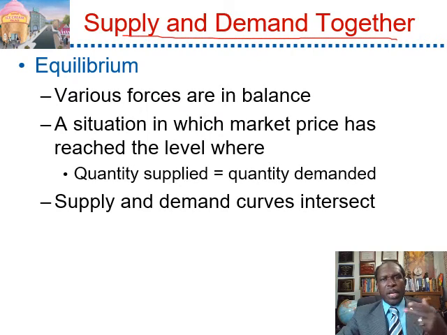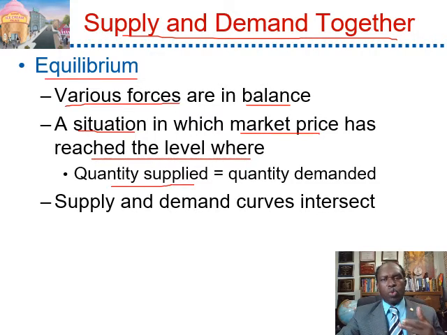Supply and demand together lead to equilibrium of the market, where various forces are in balance. Equilibrium is also known as a situation in which market price has reached the level where quantity supplied equals quantity demanded. In other words, the supply and demand curves intersect.